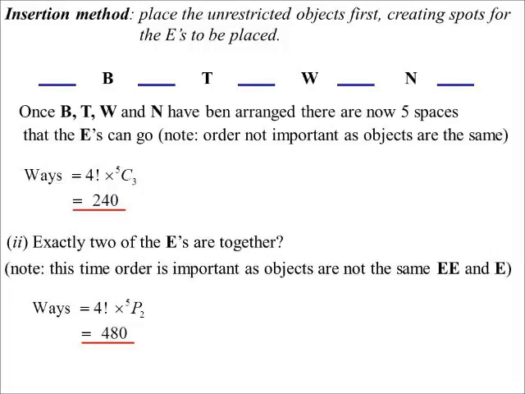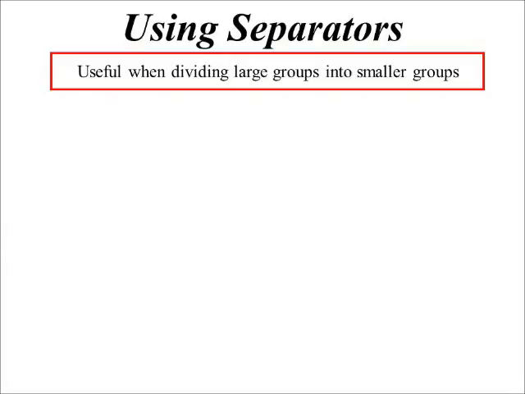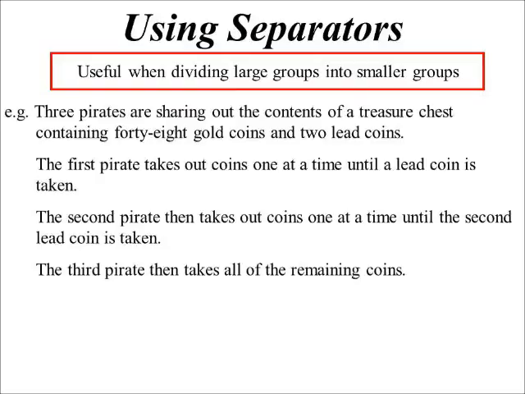Now there's this other idea, what we call using separators. If you've got a large group of objects and you want to divide it into smaller groups of objects. Okay, 3 pirates. Arr. We've got the contents of a treasure chest. So we've got 48 gold coins, which obviously would be worth a bit, and 2 lead coins, not worth much at all. The first pirate takes out coins and keeps going till he gets to a lead coin. Once he gets to a lead coin, he's got to stop.